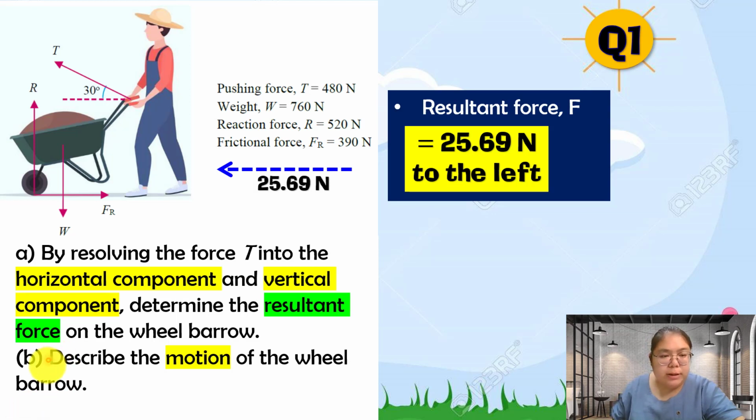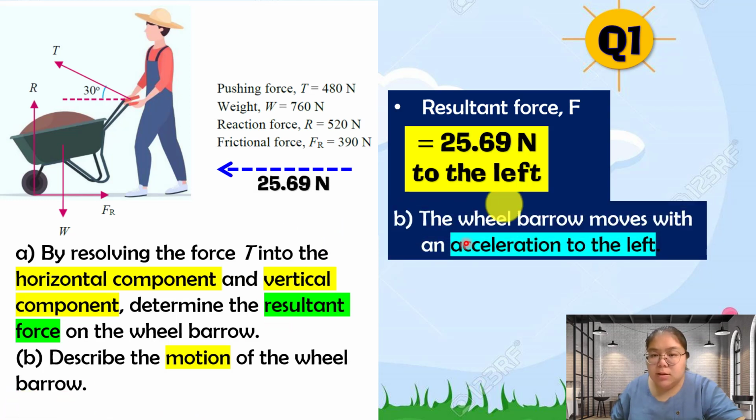Okay, so from here, the question B, can you describe the motion of the wheelbarrow? Now the wheelbarrow already got the force, push, go to the left. So that means we know the wheelbarrow got move. So we just answer the wheelbarrow now will move with the acceleration, then to the left hand side. Okay, so we go to solve the number 1 question already.